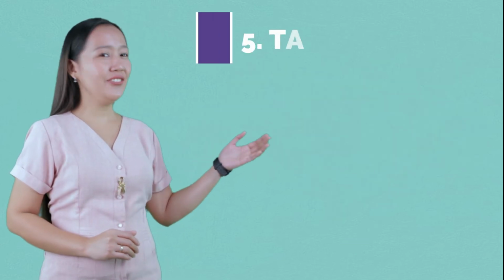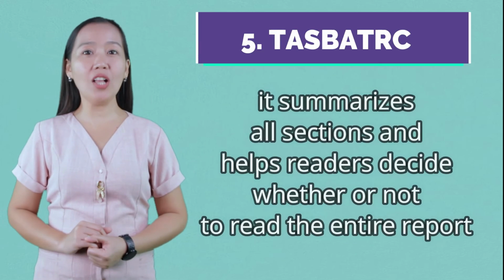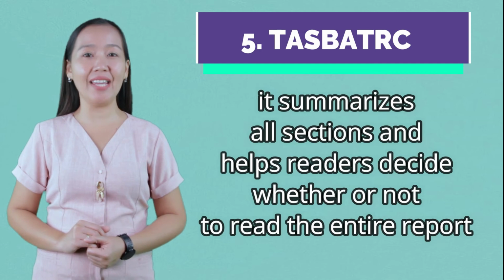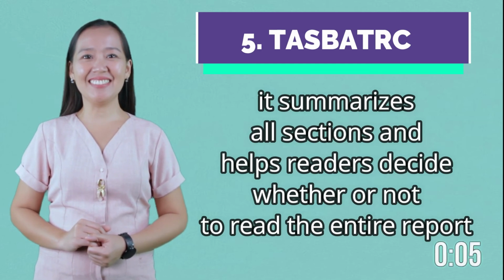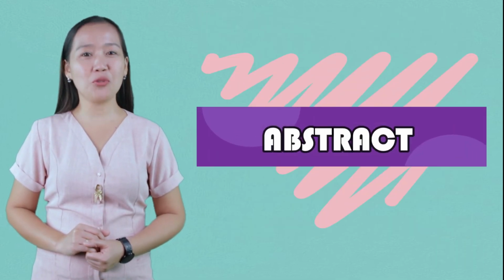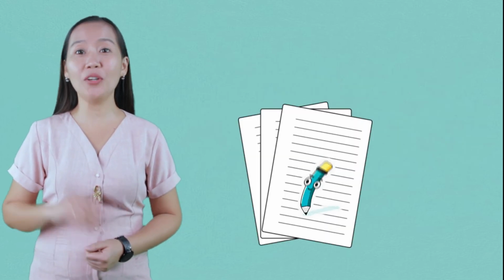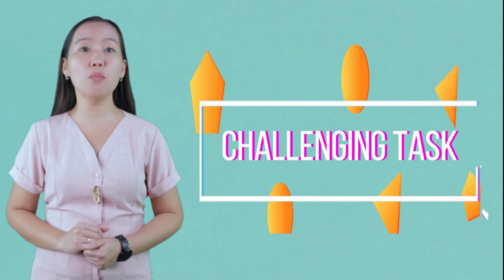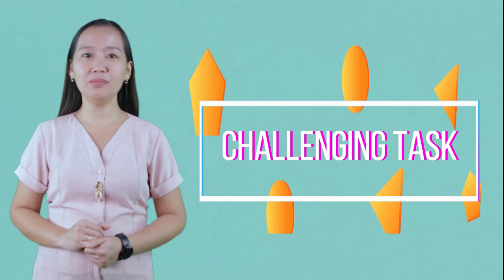And number 5, it summarizes all sections and helps readers decide whether or not to read the entire report. The word is abstract. Did you get a perfect score of 5? Congratulations for taking the quick test. I am sure you are now ready for a more challenging task.